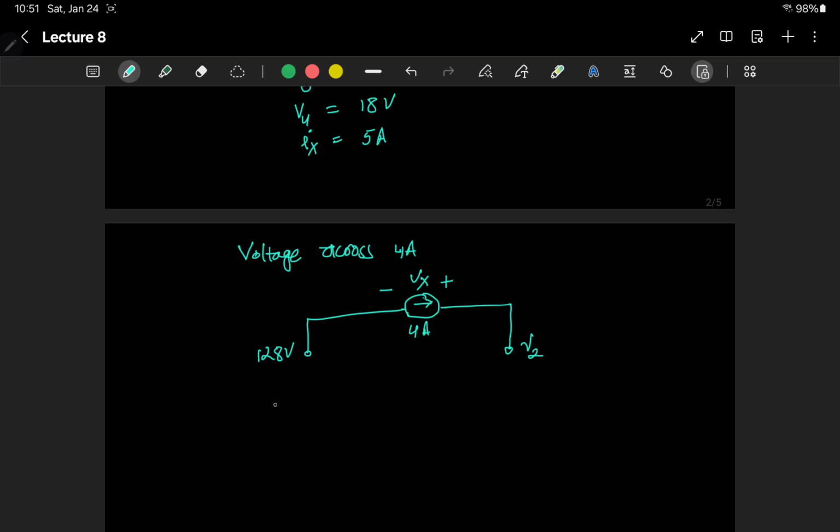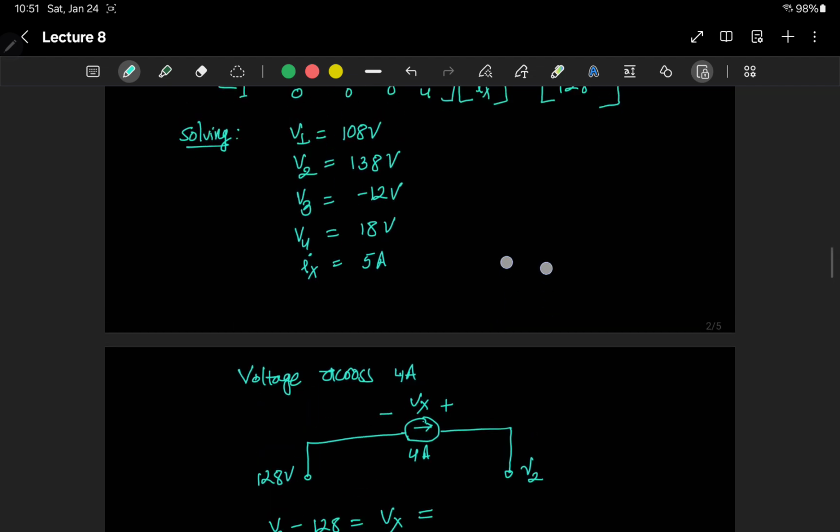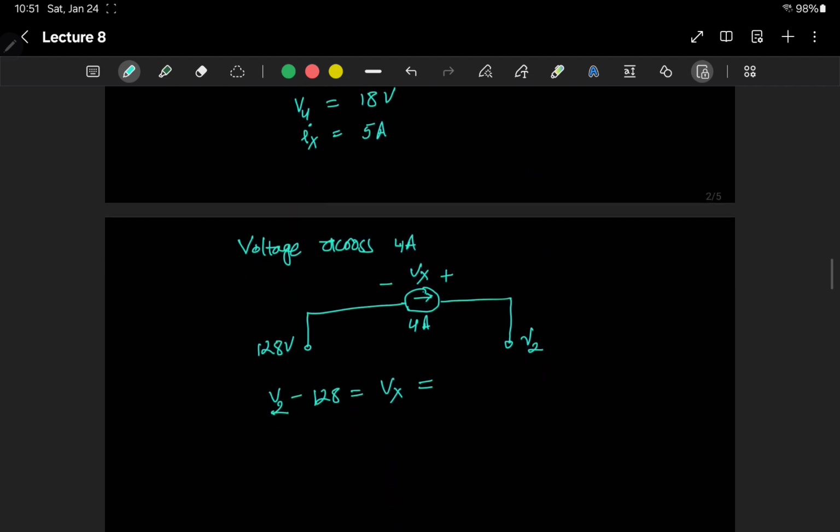So v2 minus 128 should give us the value of vx. So we know the value of v2 here, 138 volt. So 138 minus 128 is equals to 10 volts. So vx is 10 volts.